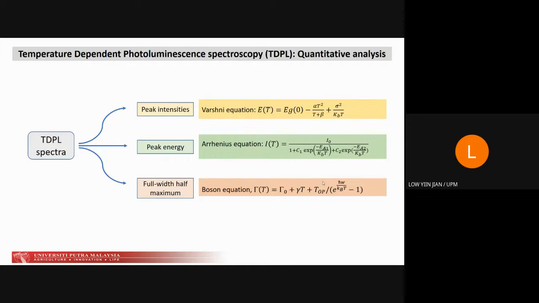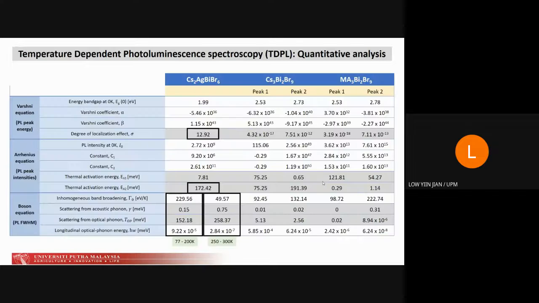in order to extract maximum information from the TDPL, the data obtained is then replotted and fitted into three different equations, which are the Varshni, Arrhenius, and Boson equations. And in general, the 2116 structure exhibits a high localization degree, thermal activation energy and phonon contribution. However, the phonon in this structure can be suppressed when the temperature is below 200 Kelvin.